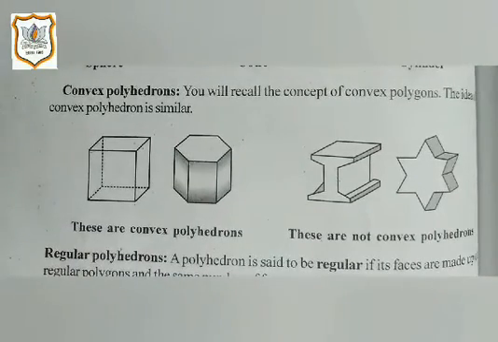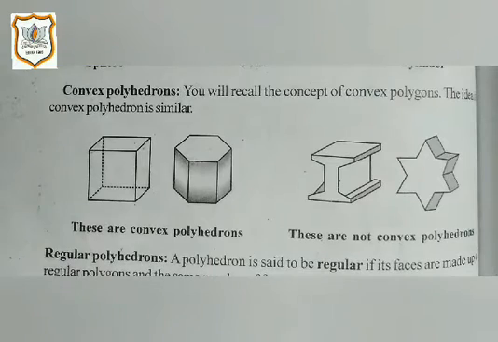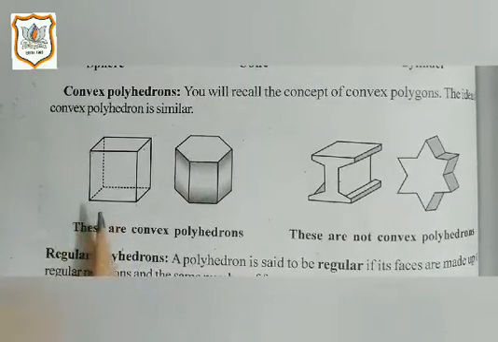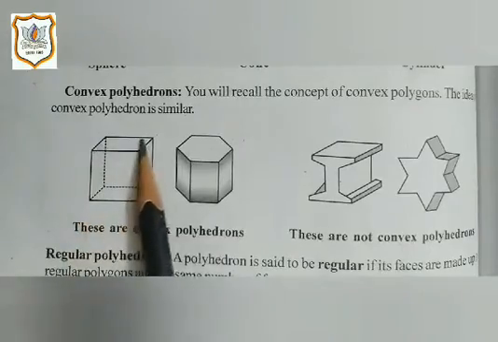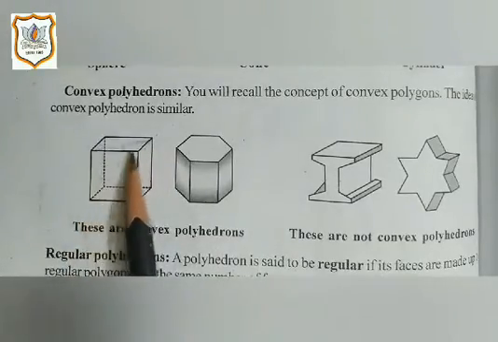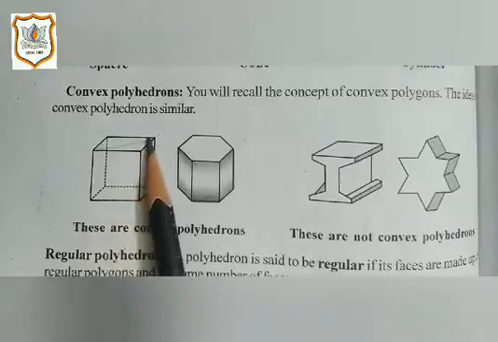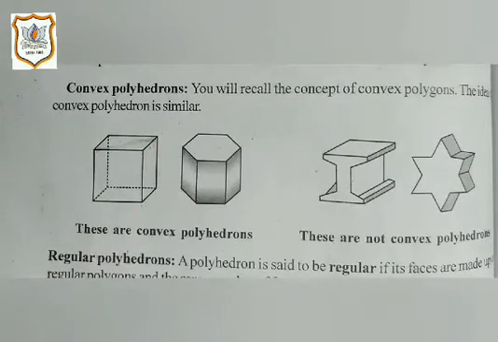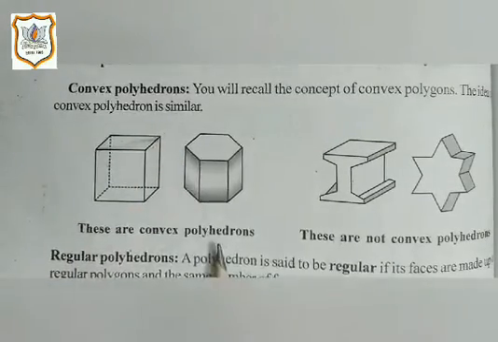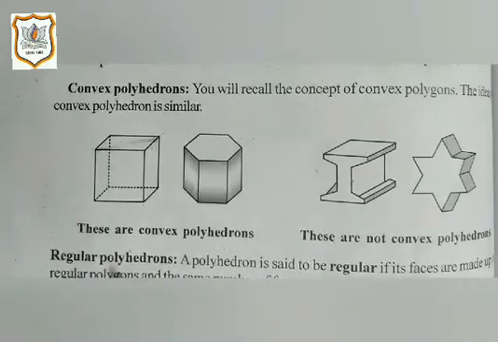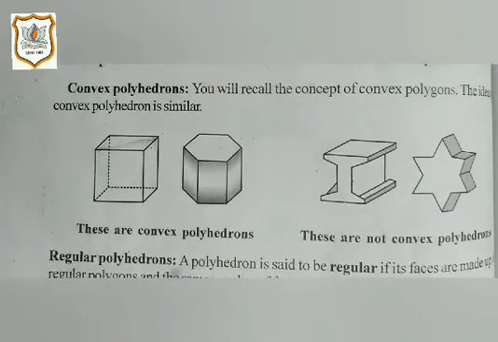Students, as you know, a diagonal is a line segment connecting non-consecutive vertices of a polygon. You can see in this solid, when we join two points, this is a diagonal. So students, these are convex polyhedrons because they have no portion of their diagonals in their exterior.